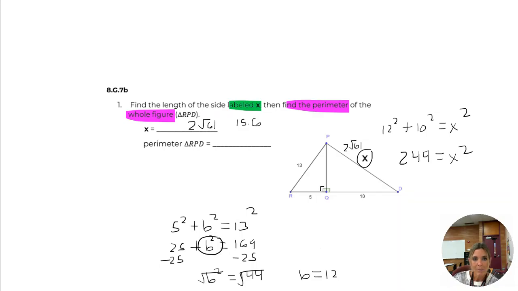So if we're finding the perimeter, that means we want to know the distance around the outside of this shape. So we have to add the 2 root 61 with the 10, with the 5, with the 13. So we end up getting 2 root 61, and then we have plus 28. And for those of you who rounded that to the tenths place, it ends up being 43.6.